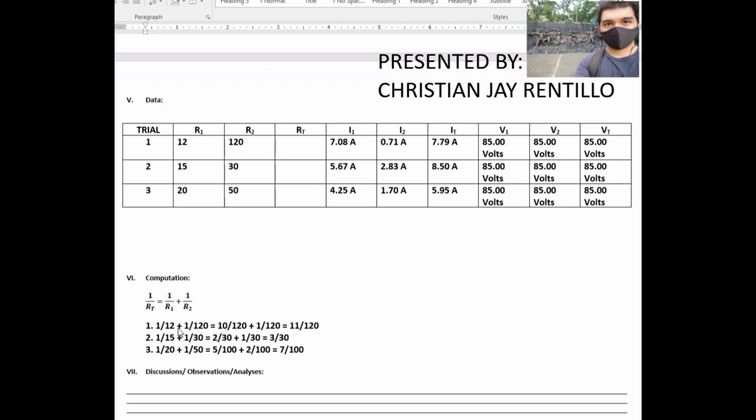For table 1, we find the LCD of 12 and 120. After finding the LCD, we add the value of 10 over 120 and 1 over 120 to get a value of 11 over 120. For number 2, we find the LCD of 15 and 30, and after adding, we get a value of 3 over 30. For our final total resistance, we find the LCD of 20 and 50. Then we add the values of 5 and 2 to get 7 over 100.